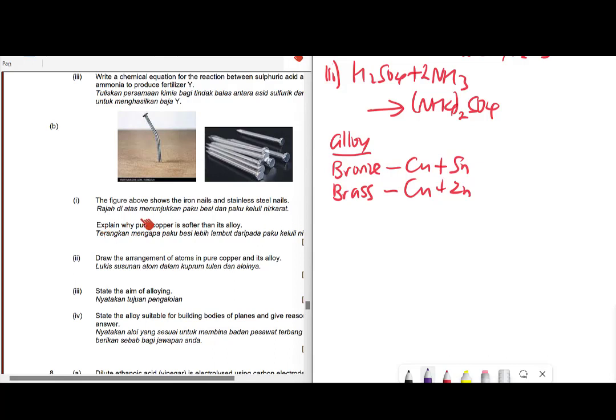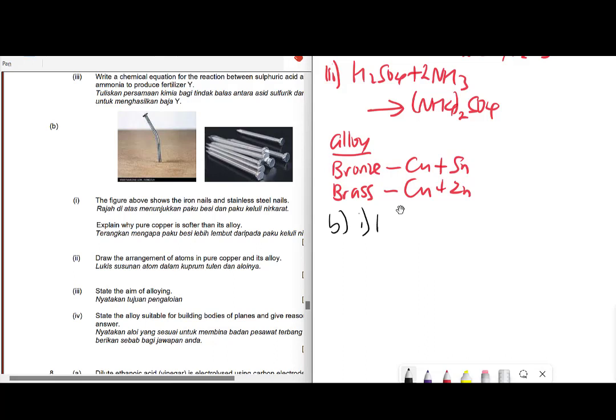Alright, so come back to the question again. Explain why pure copper is softer than its alloy. So it means, why is pure copper softer than, for example, bronze or brass? So how do you explain here? First you have to say that pure metal. So I'm going to write the answer here. This one is actually your part B, part 1.